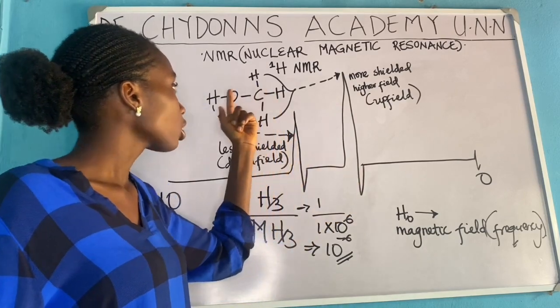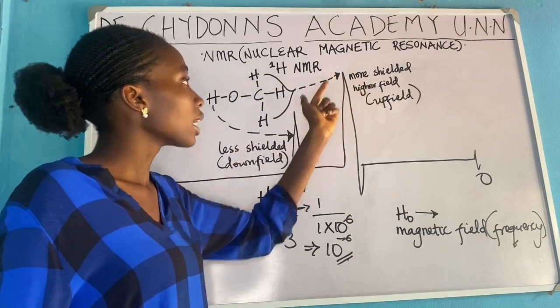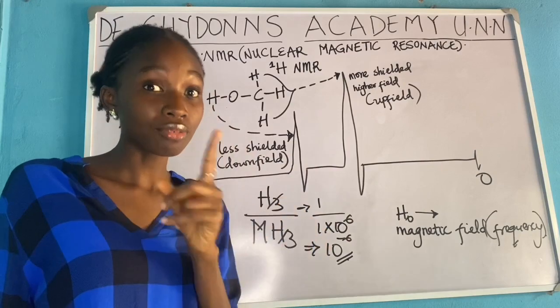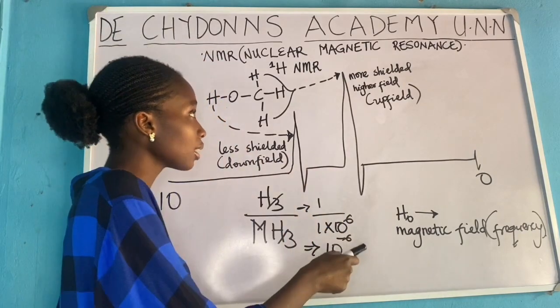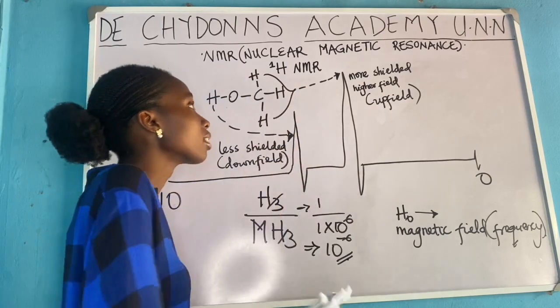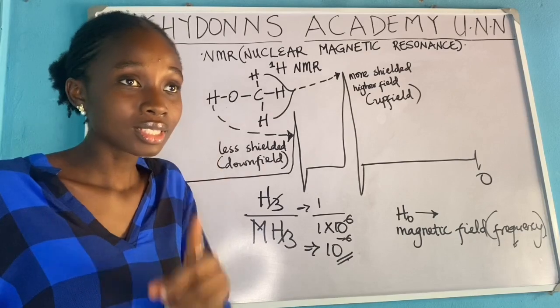And since the oxygen is not there to withdraw their electrons, they will be more shielded, they will peak at a much higher field, and they will be in the upfield category. I don't know if you understand this. I really hope you do. So in this case you have 4 different protons, but you still only need 2 peaks. And this is because hydrogens live in what?